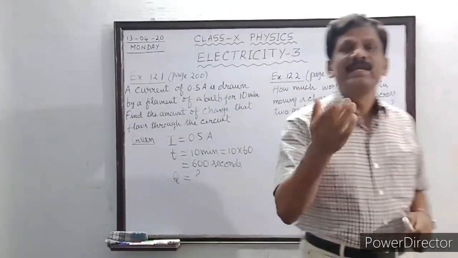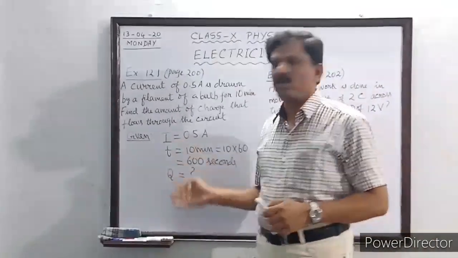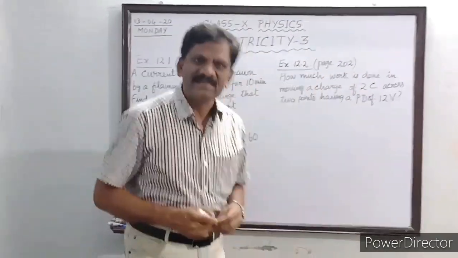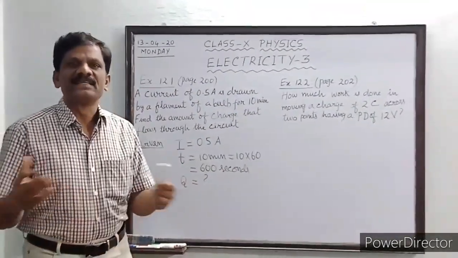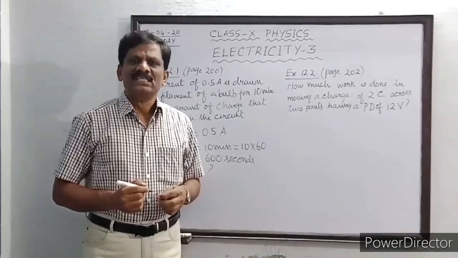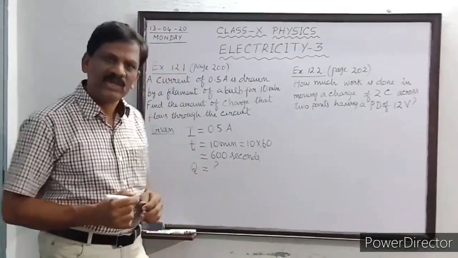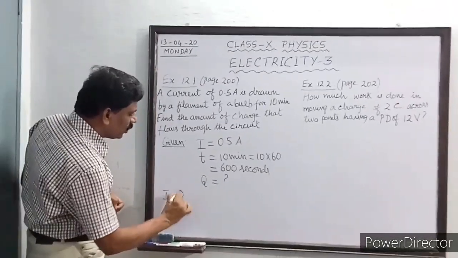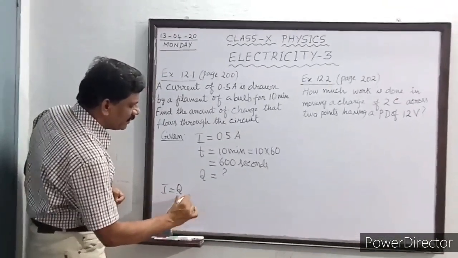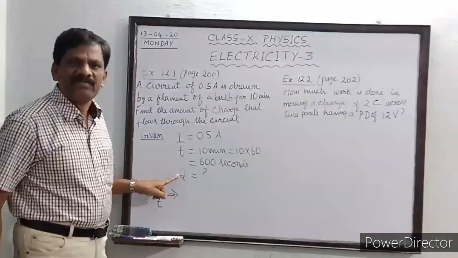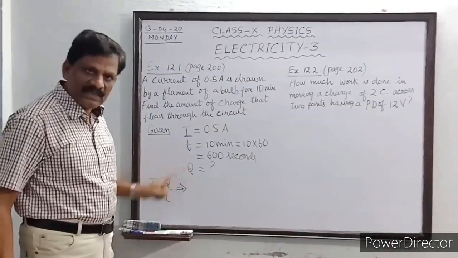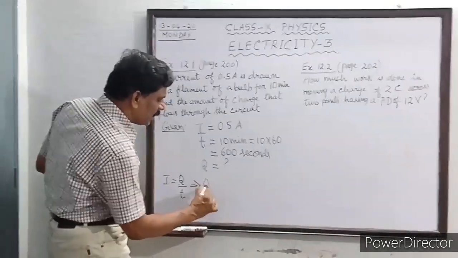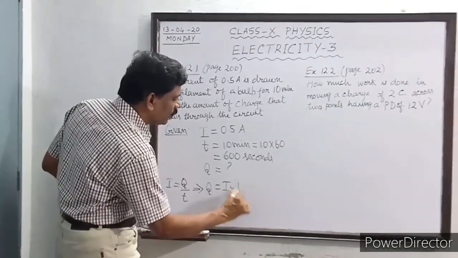Can you tell me the relationship connecting the 3 quantities I, Q and T? Beautiful. Yesterday only we have seen. So current is defined as the rate of flow of charges. So I must be equal to what? Q by T. So I will write I is equal to Q by T. So which quantity we have to find here? Q. So this equation implies Q is equal to I into T.